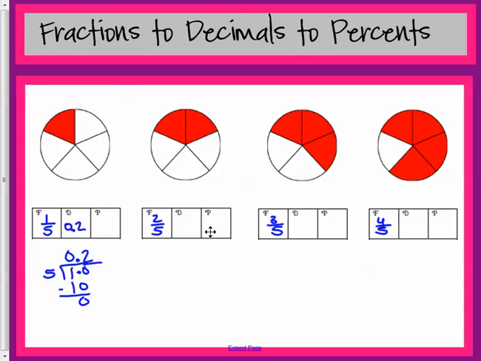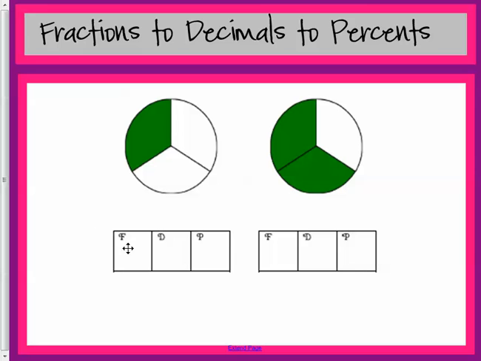I don't have to keep dividing each of these because this right here, 2/5, is double 1/5, so that means my decimal gets doubled. This is 3 times that, so that means my decimal gets tripled, so 0.6. And this is 4 times 1/5, so my 0.2 gets quadrupled. Okay, the percent is of course 20%, 40% because I'm multiplying by 100 from my decimal, and I'm done.